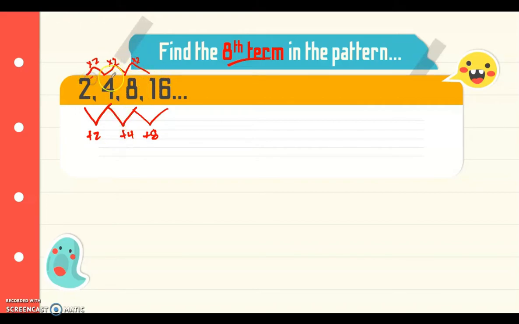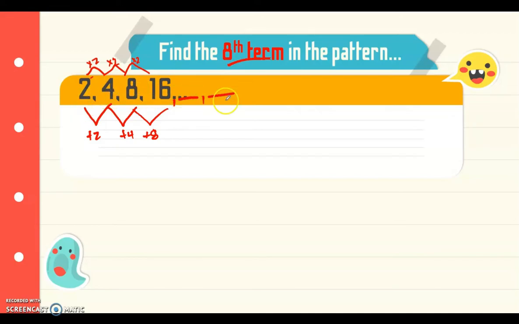Now, which is the most appropriate or correct rule? Take note that we need to find a similarity in the relationship between two numbers. And it's easier to say that the rule is multiply by 2. Okay? And this is an example of a geometric sequence. Now, since we know the pattern, all we need to do is fill in the next terms until we find the 8th term.